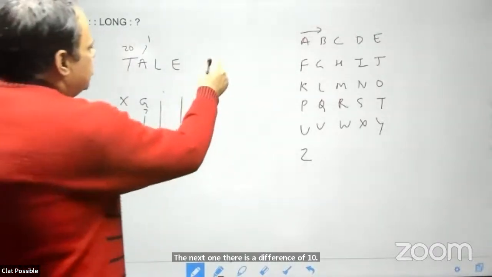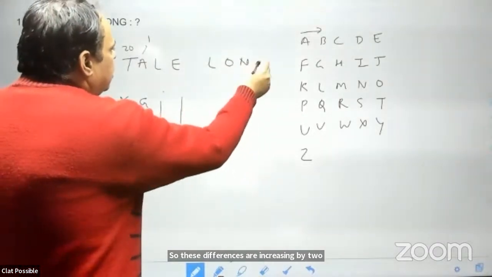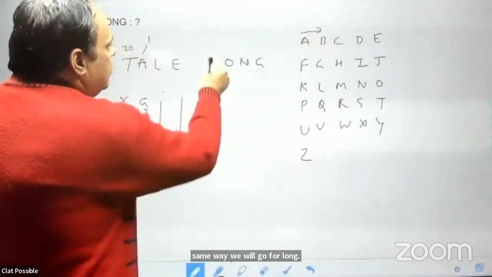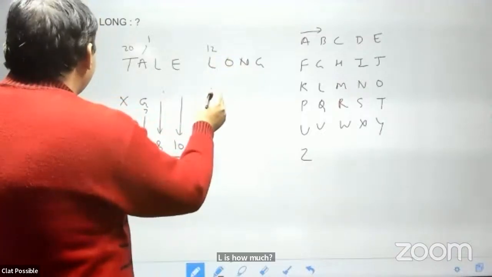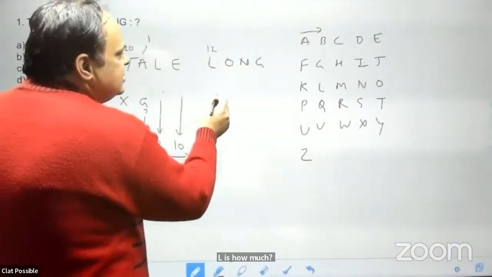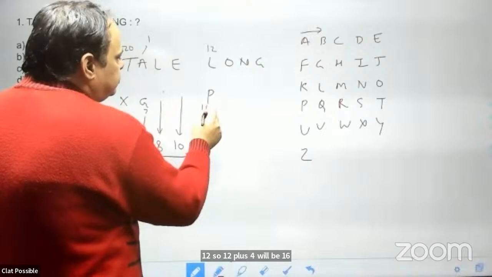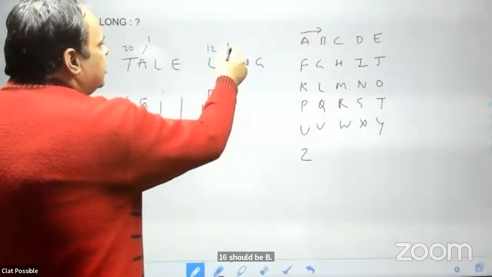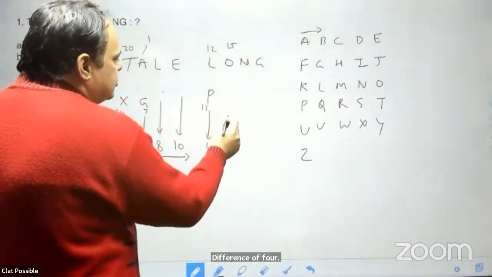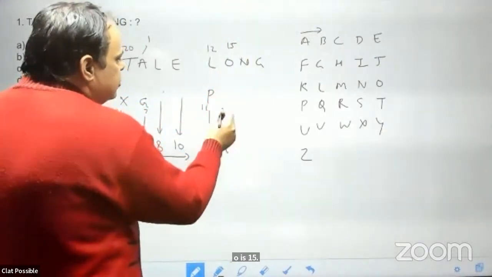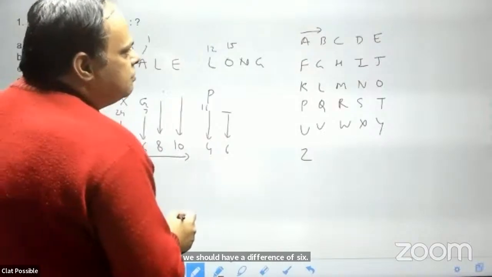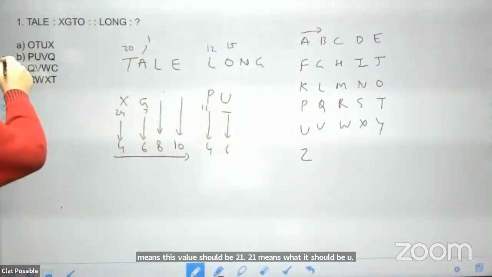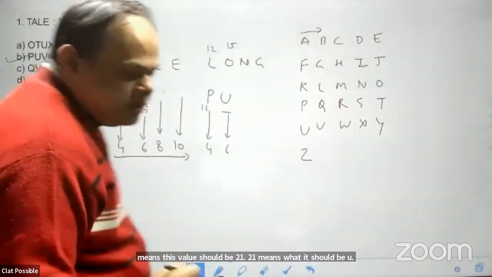Same way we will go for long. L is how much? 12. So 12 plus 4 will be 16. 16 should be P. Difference of 4. O is 15. Now we should have a difference of 6, which means this value should be 21. 21 means what? It should be U. So it should start with PU. So therefore, option B is the right answer.